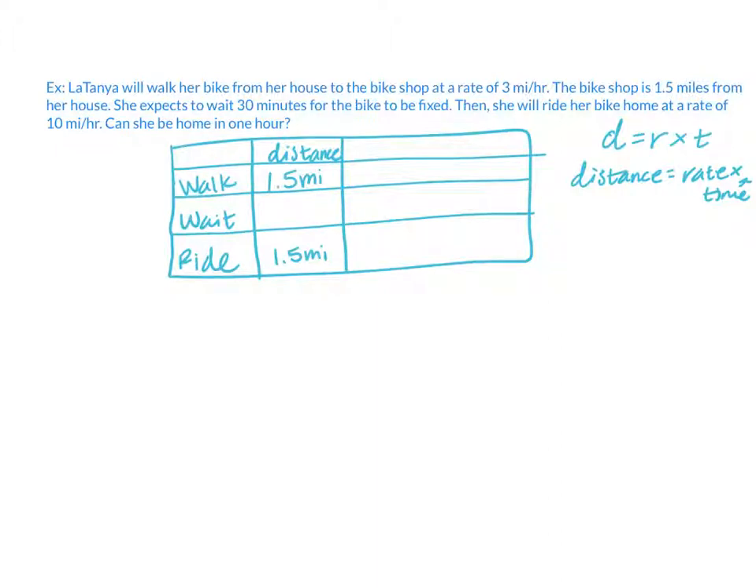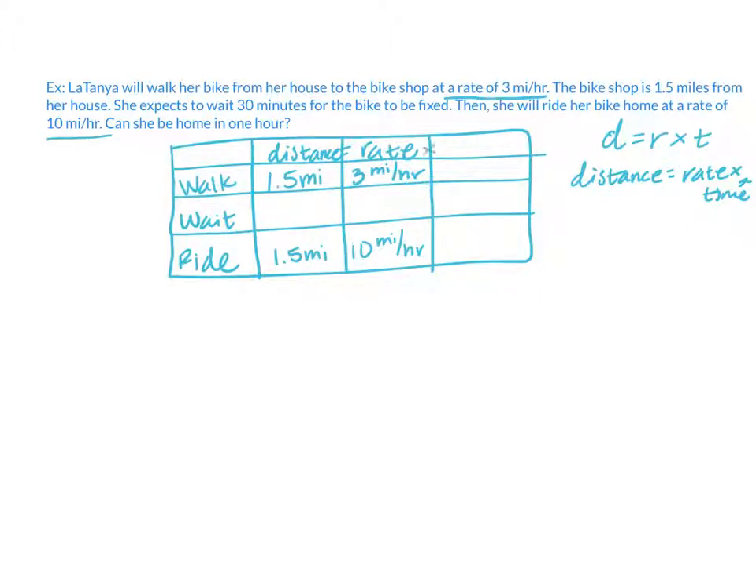Okay? And then the rate at which she travels is given to us as well. They tell us that she's going to be walking at a rate of 3 miles per hour when she's walking. And then they say that she's going to be riding at a rate of 10 miles per hour. And again, because we're not moving in the moment that we're waiting, that one also remains blank.